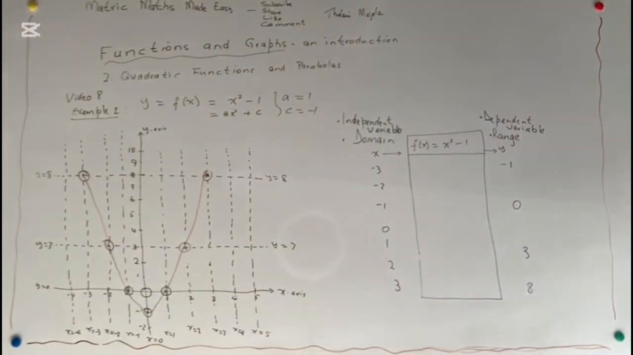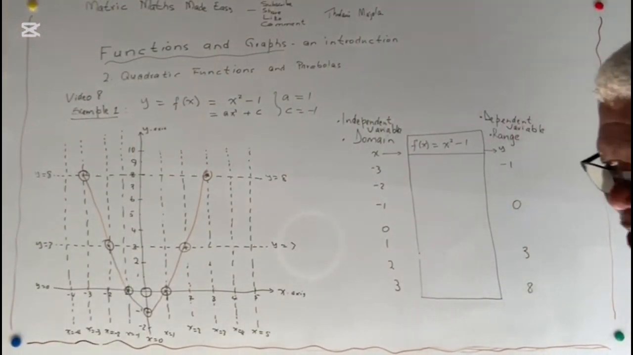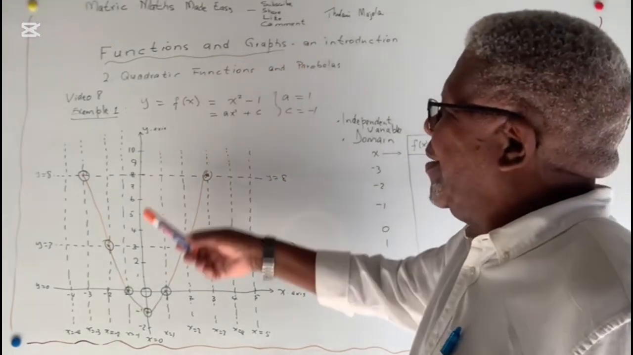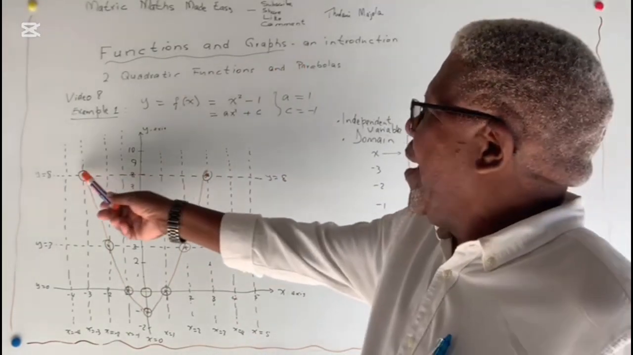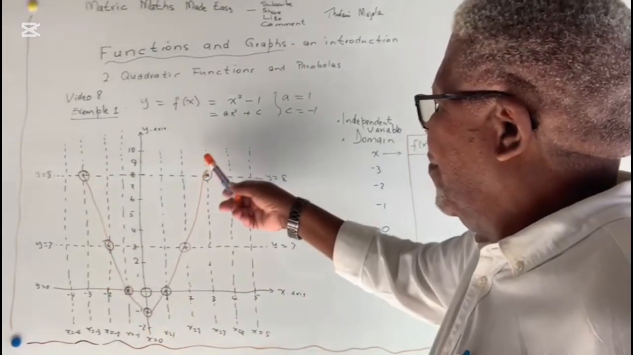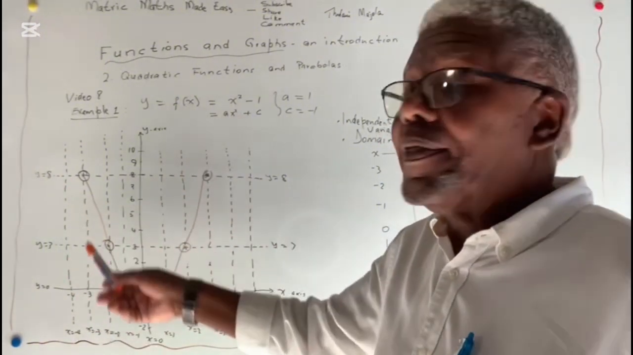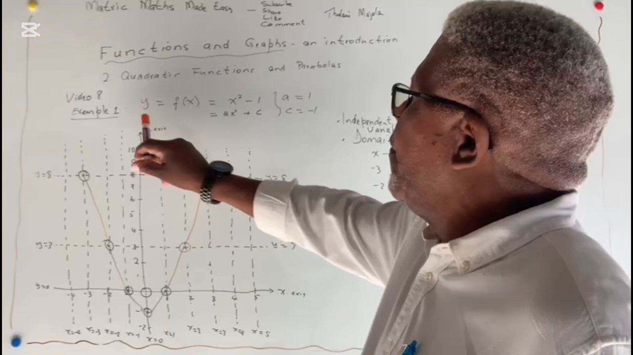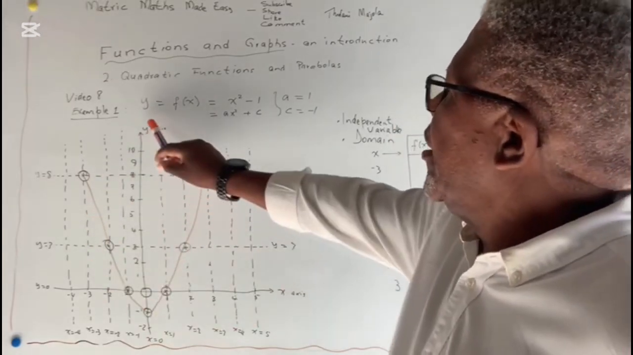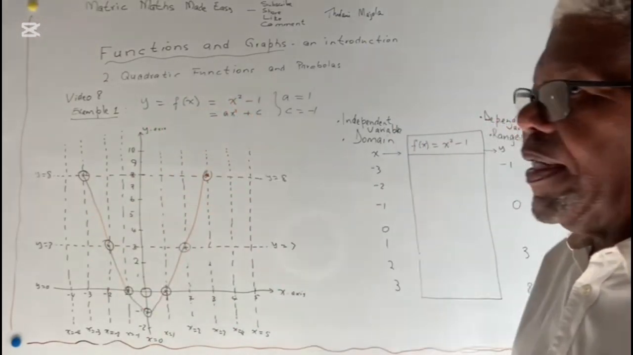Functions and graphs, an introduction. So we're doing the quadratic functions and parabolas. This shape here is called a parabola. It's facing up, so it's a smiling face. Anyway, it's a representation of y equals x squared minus 1.